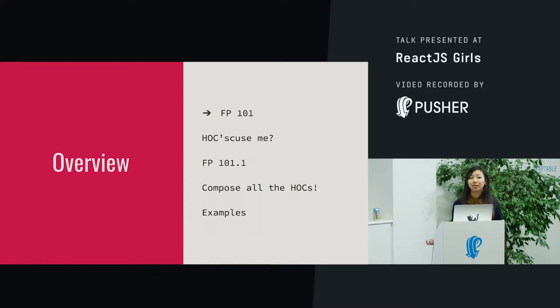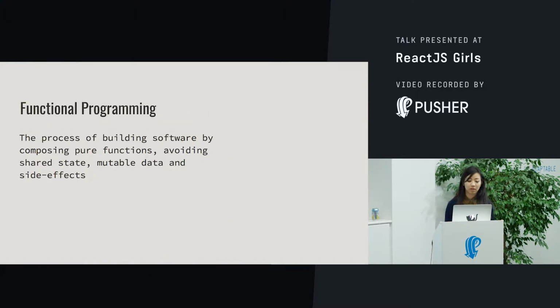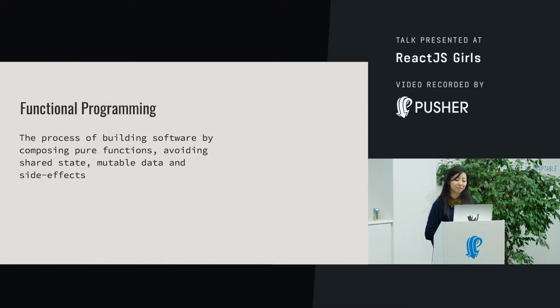So in order to look at higher order components, we need to go over some basic terminology for functional programming. Functional programming is the process of building software by composing pure functions.